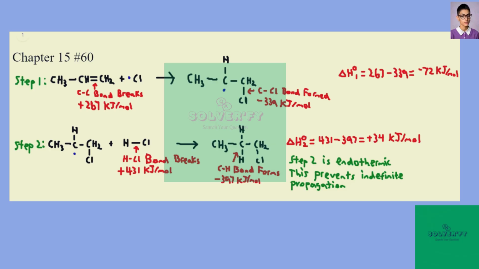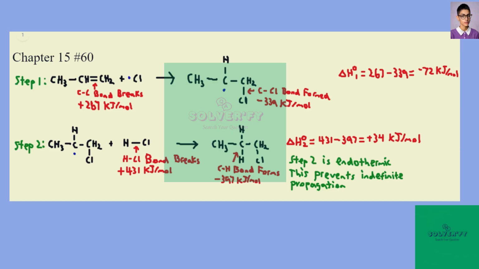So for step one, we have this carbon-carbon double bond breaking, and that takes 267 kilojoules per mole to make that happen. And then we also have a carbon-chlorine bond forming, which releases 339 kilojoules per mole. So when you add those two numbers together, 267 and negative 339, the result is negative 72 kilojoules per mole. So that means that step one is exothermic. So that's going to be favorable because it's releasing energy.